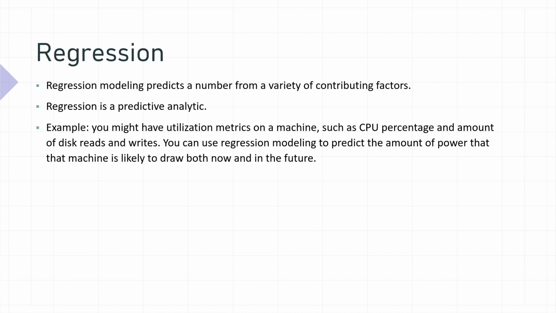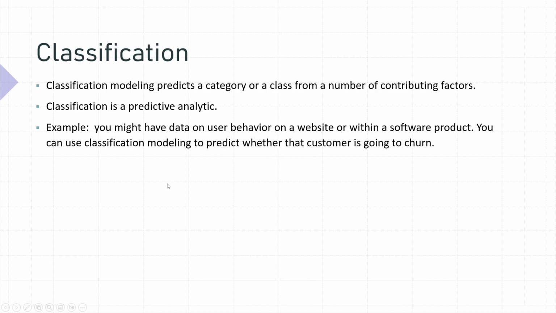And so there's a regression line. How closely do your data points fit that line? That's kind of the basis of regression. Classification: this is where you're predicting a category or class from a number of contributing factors.